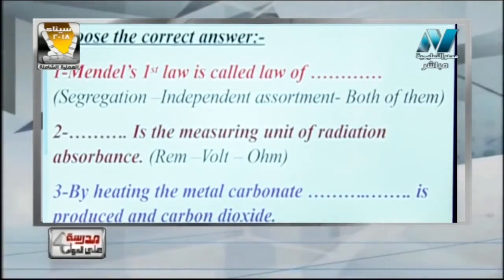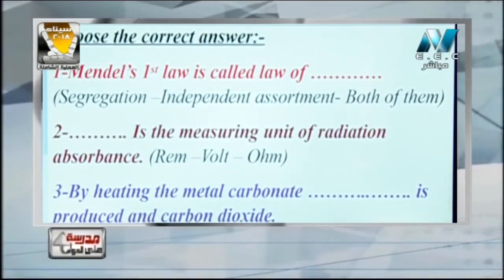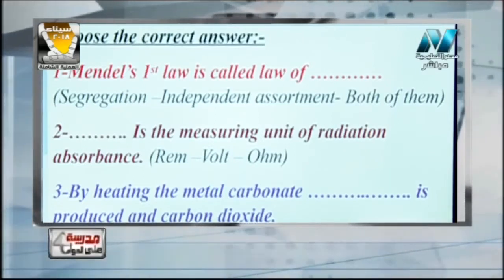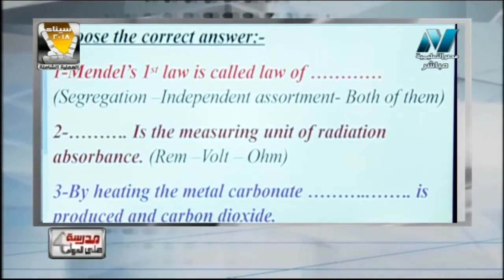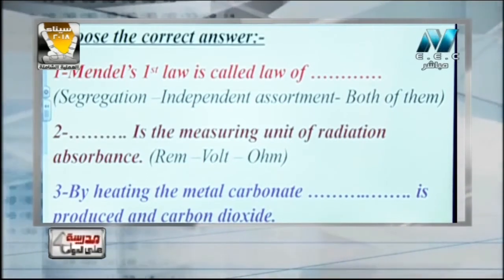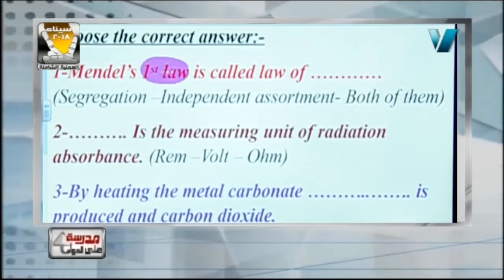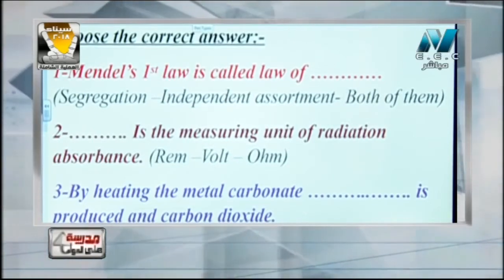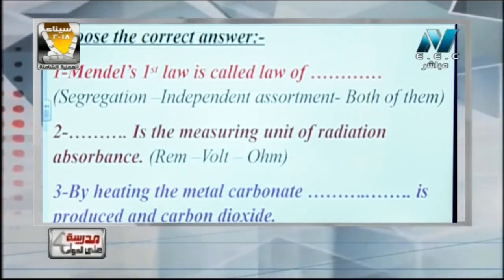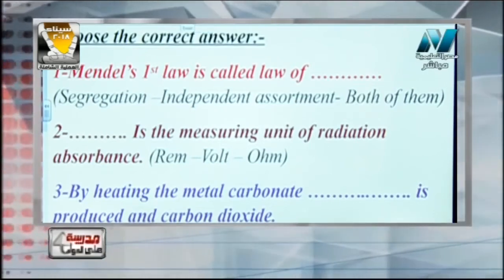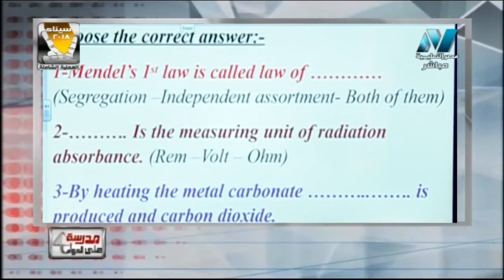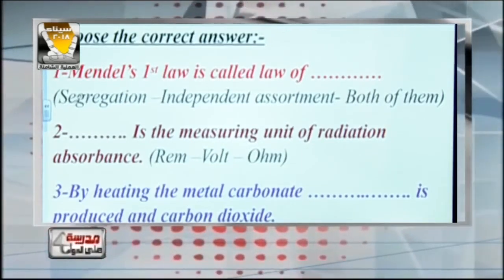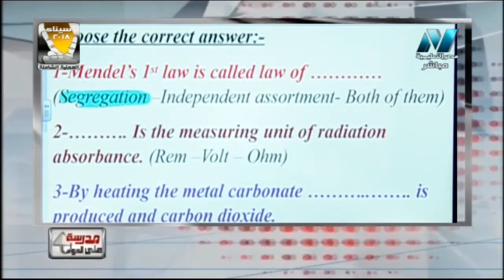So here, dear students, we have another type of question: choose the correct answer. We should remember how to choose. In this question we talk about Mendel's first law. Mendel's first law is called what? Segregation, independent assortment, or both of them? We have Mendel's first law and Mendel's second law, and each one of them has a parallel name. The first law is called the law of segregation.